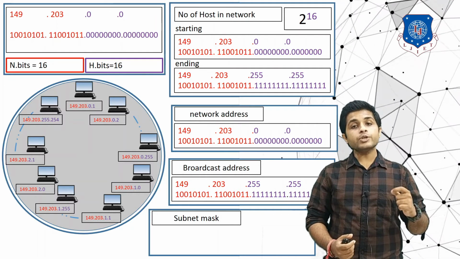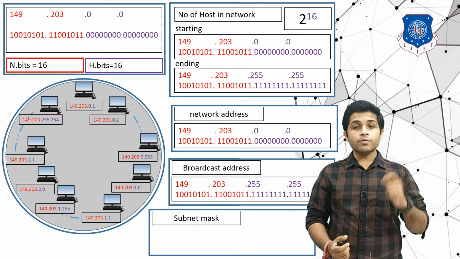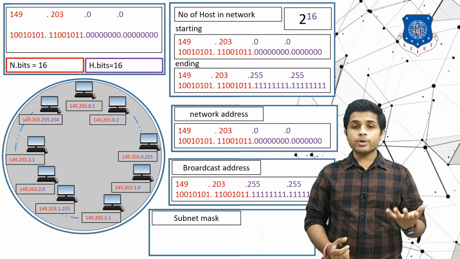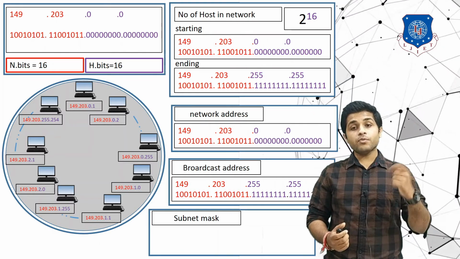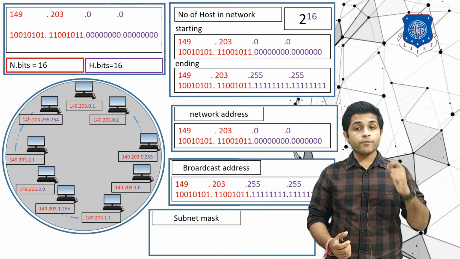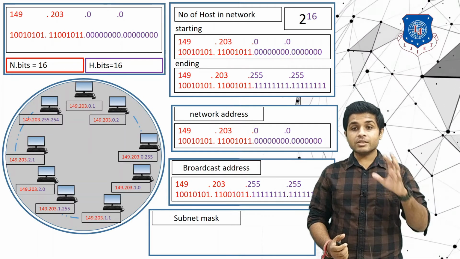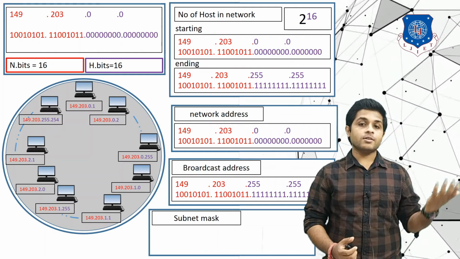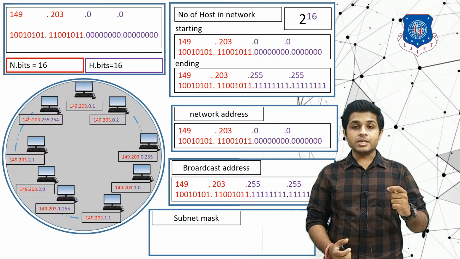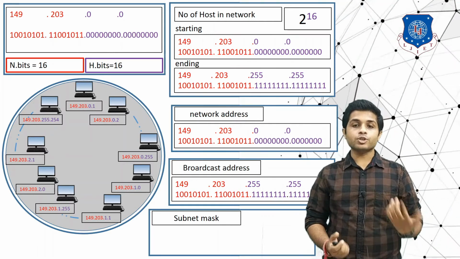If you increment 1 to the last usable address, which is 149.203.255.254, you will get 149.203.255.255. That is the broadcast address of the network. If you increment 1 to the broadcast address of the network, you will get 149.204.0.0. So the value of the network has changed. It means that that IP address belongs to another network. So two things you have to remember: the value of the network bits will remain the same throughout the network, and the value of the host bits will keep changing as the host changes.